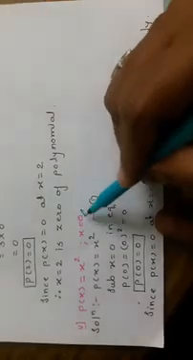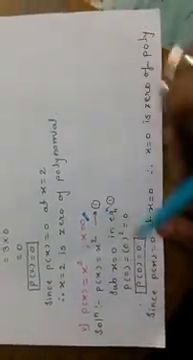Fifth problem: p of x is equal to x square, and we have to check x equals 0. So p of x is equal to x square, we will call this 1.